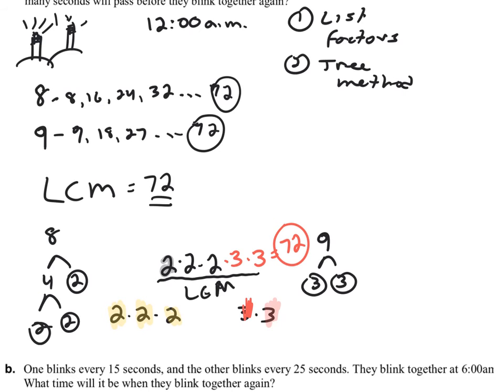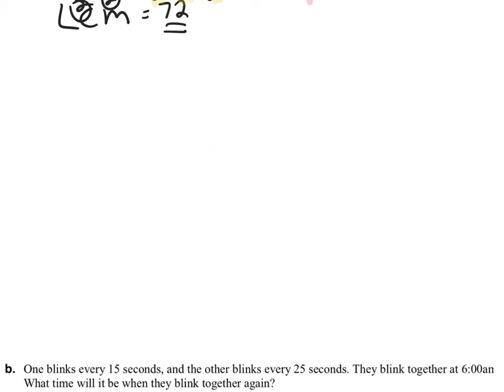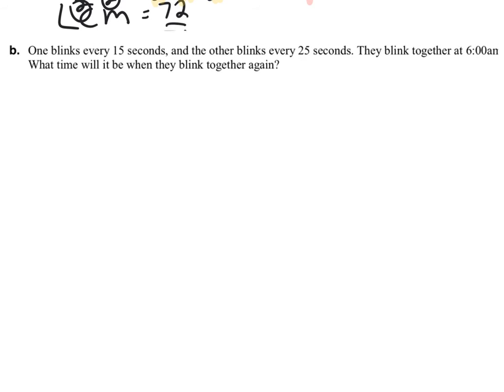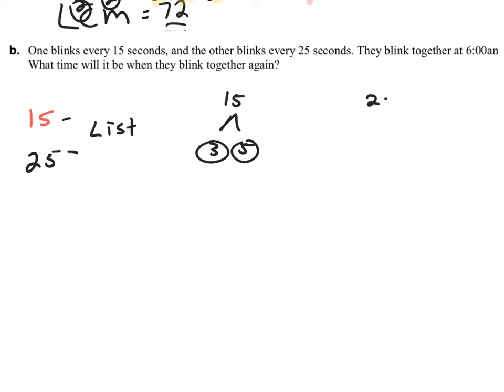Moving along. Part 2 of the problem says we have the same lighthouses, but they blink differently now. One will blink every 15 seconds, and the other will blink every 25 seconds. So we can do the list method. You can list them all out, or you can do the method that I prefer. Use the tree. 15 is 3 times 5. And then we had 25, which is 5 times 5.